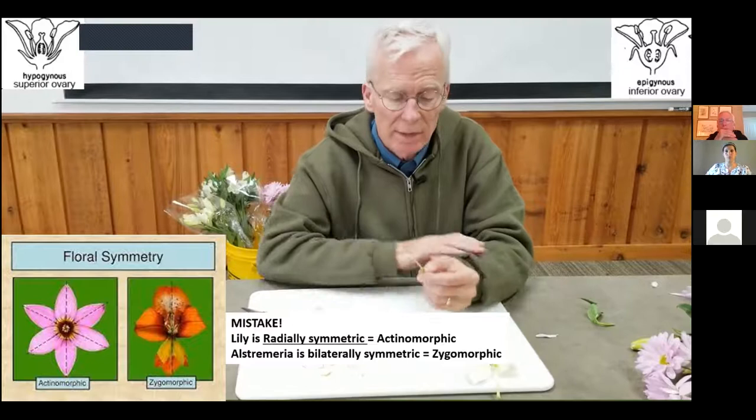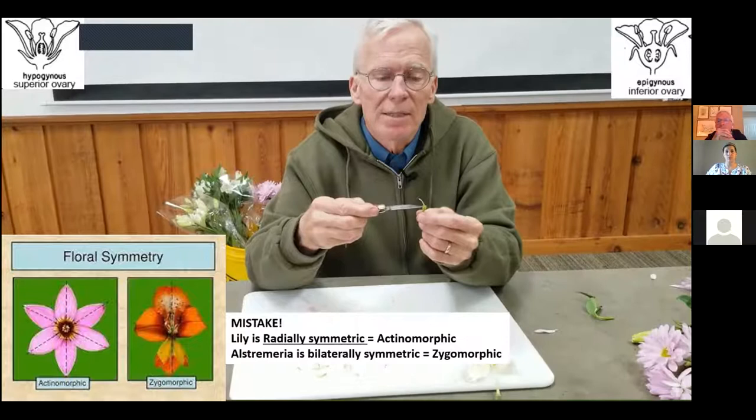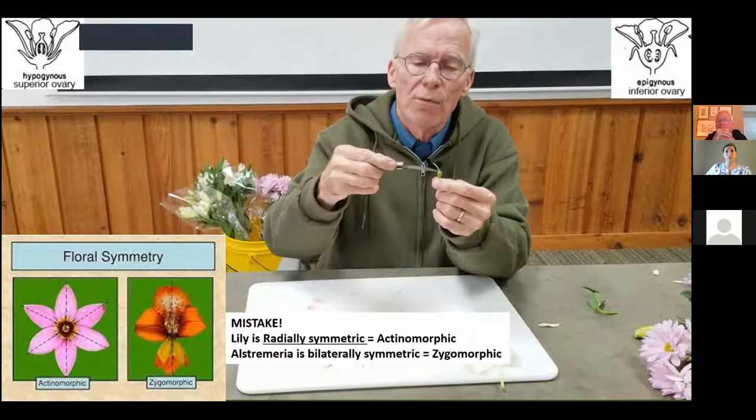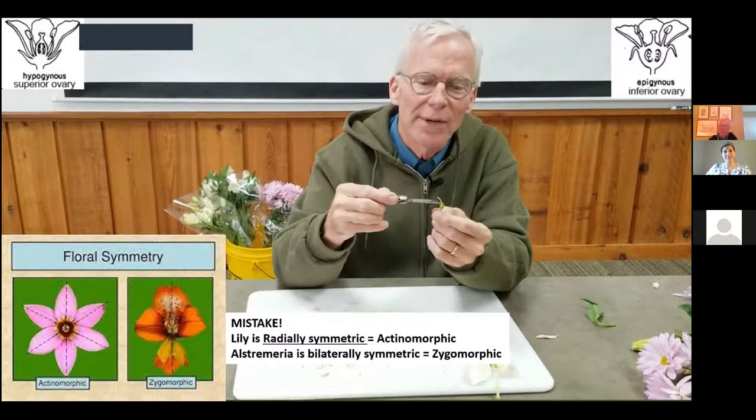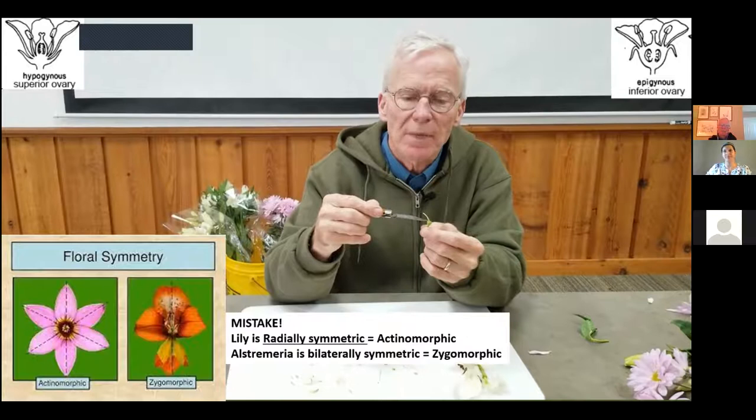But look, the ovary is below the point of attachment of sepal, petal, and stamen, which came from the top here. So this ovary is inferior, or below the point of attachment. So this has an inferior ovary. That's not an insult. It's a structural fact about alstroemerias, that this is, in fact, a more advanced plant structure. So this is the inferior ovary.